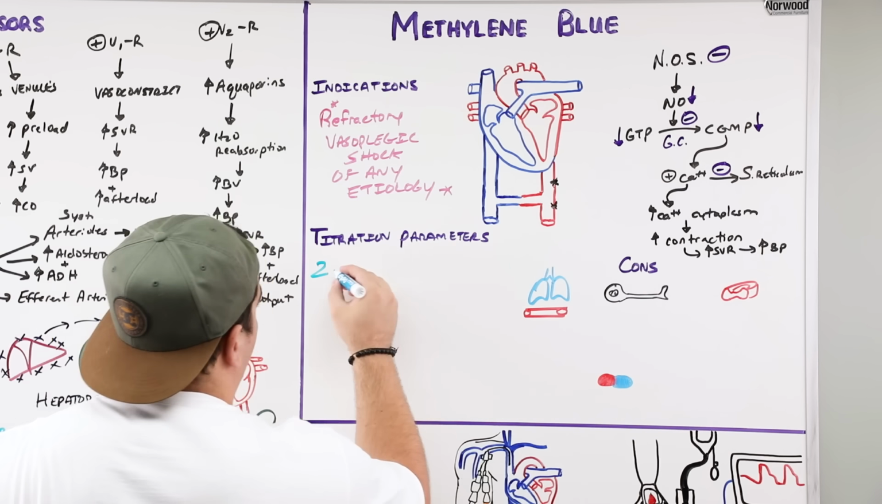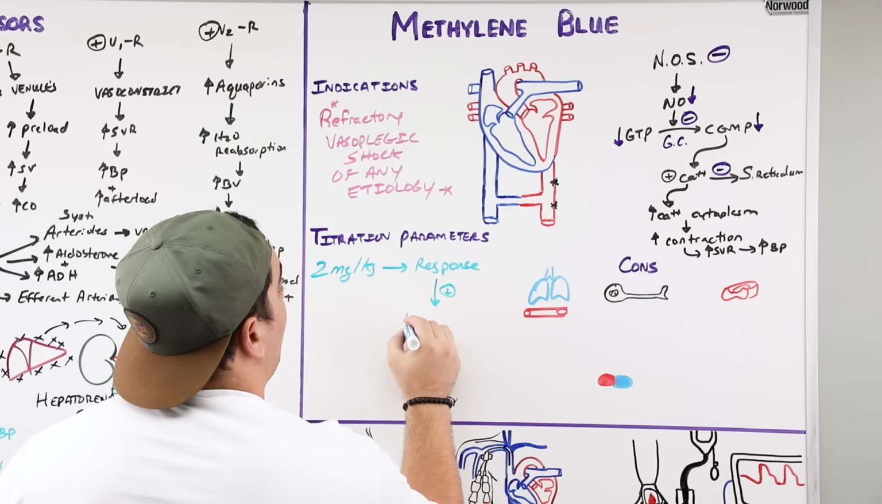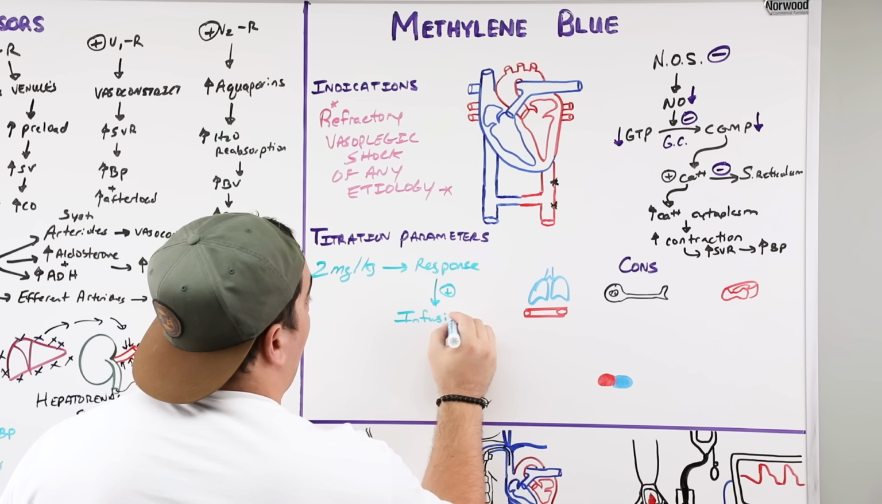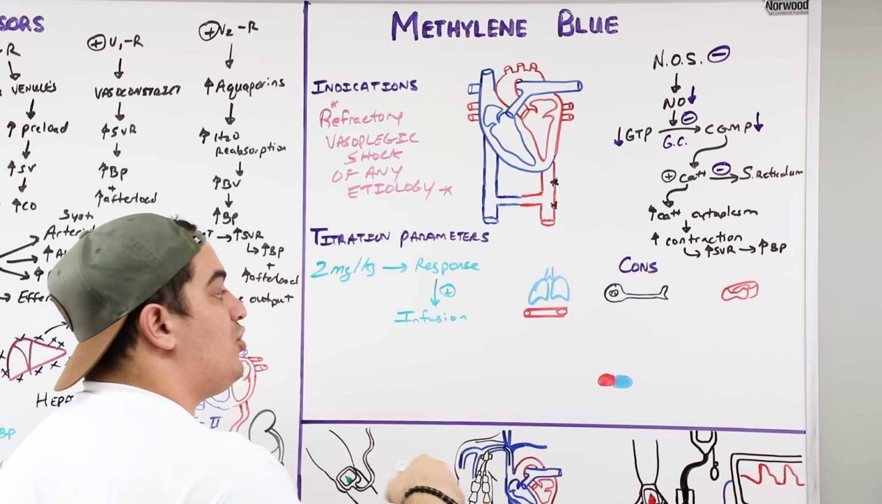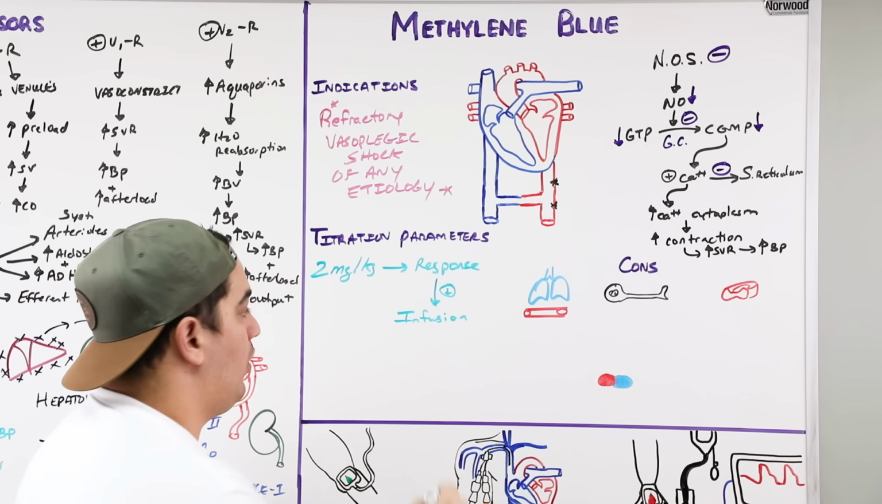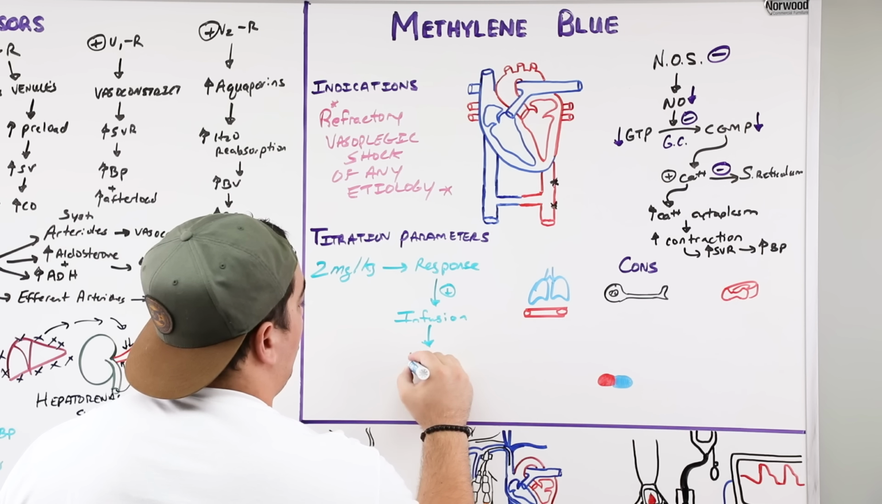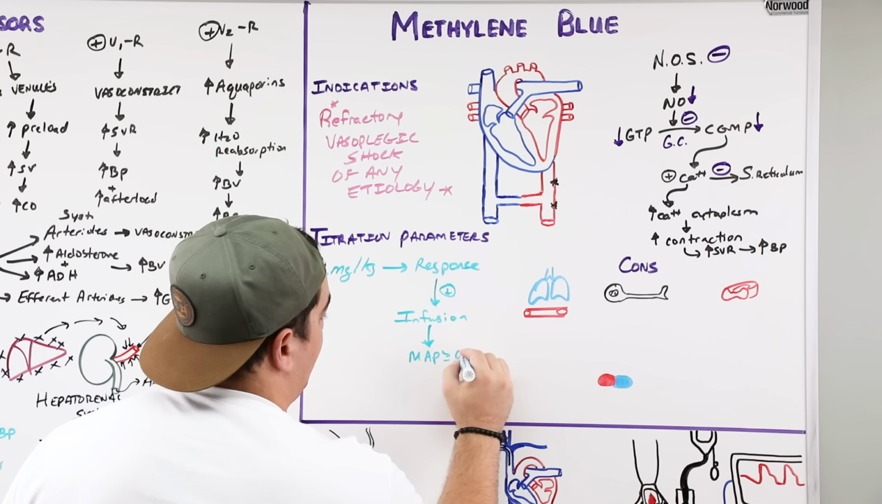Okay? Was the response good? If it wasn't, then we're not going to use the infusion. If the response was good, then we're going to put them on an infusion and we're going to titrate that infusion to an actual MAP goal. Okay? So we'll titrate the infusion to a MAP goal of greater than or equal to 65.